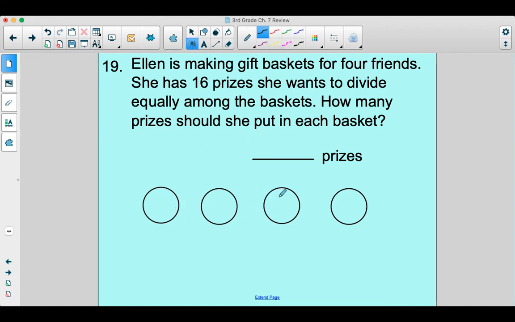Let's see, 2, 4, 6, 8. So she's going to put in more than 2. How about 3? 3, 6, 9, 12. Nope. How about 4? 4, 8, 12, 16. And when we put 4 in, we got to our winning number, 16. So each gift basket is going to get 4 prizes. Lucky party participants.